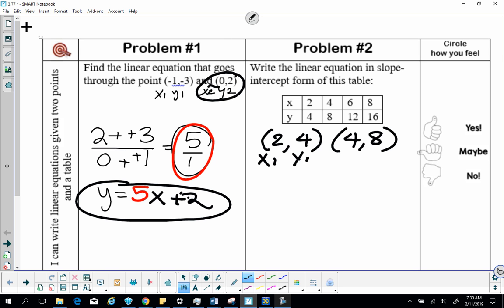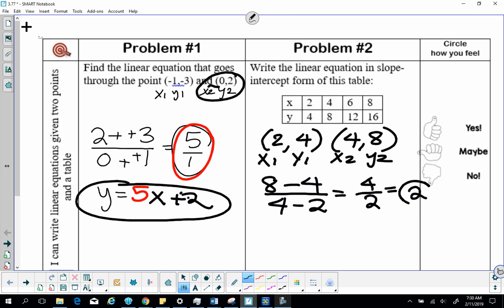So I have x1, y1, x2, y2, and then I'm going to plug it into the slope formula. So y2, which is 8, minus y1, which is 4, over x2, which is 4, minus 2. When you do that, I end up getting, what's 8 minus 4? 4 over 2, which ends up being 2.